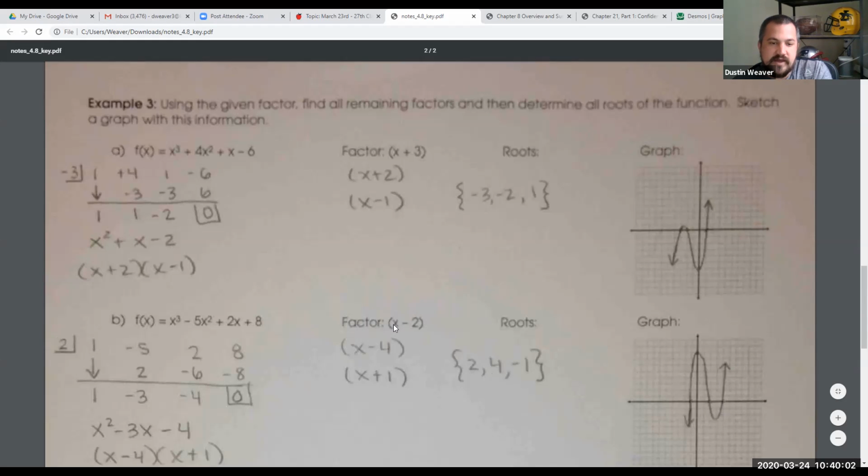If the root is 2, x minus 2 is a factor. If the root is 4, x minus 4 is a factor. And if the root is -1, x plus 1 is a factor also.